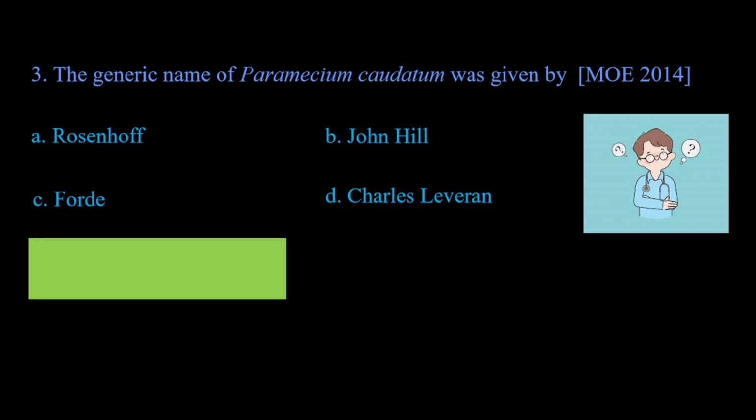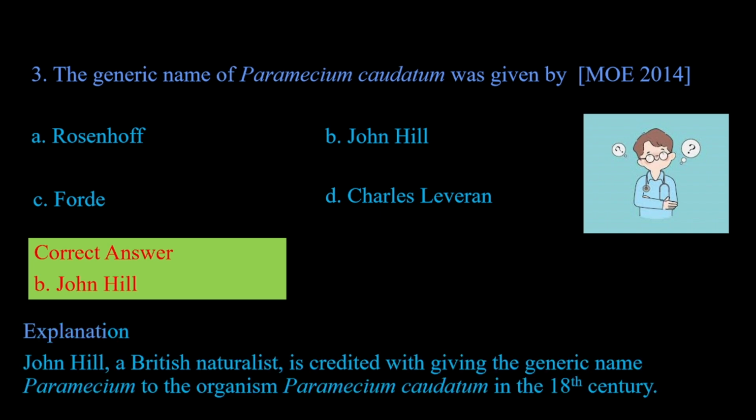The correct answer is option B. John Hill. John Hill, a British naturalist, is credited with giving the generic name Paramecium to the organism Paramecium caudatum in the 18th century.